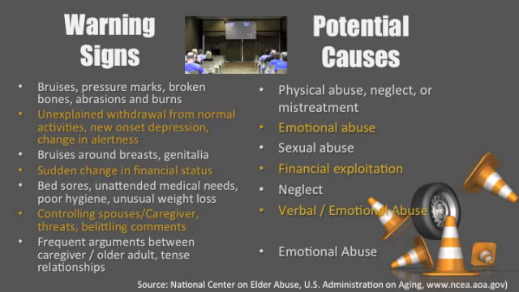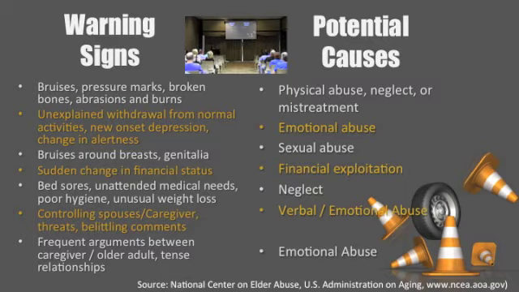So if we put the warning signs with the potential causes, let's start thinking, okay, so if they're going to have the bruises, the pressure marks, the broken bones, abrasions, or burns, it would make sense that that's a form of physical abuse, neglect, or maltreatment. If they're going to have the withdrawal that's unexplained from normal activities, they've got just new onset depression that's not normally explainable, and their change in alertness occurs, then it would be potentially emotional abuse going on there. If they have any form of bruising around the breast, genitalia, then it would be sexual abuse.